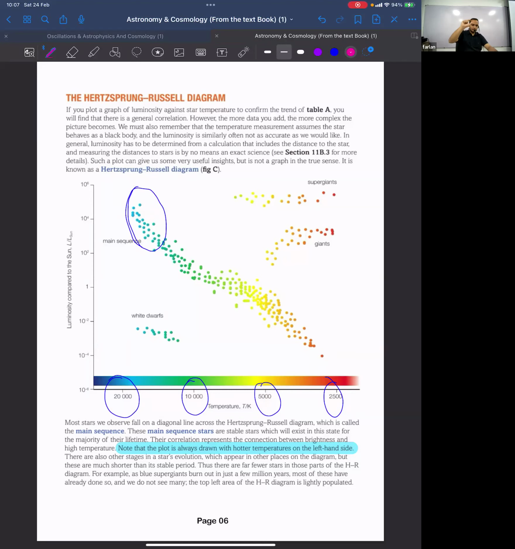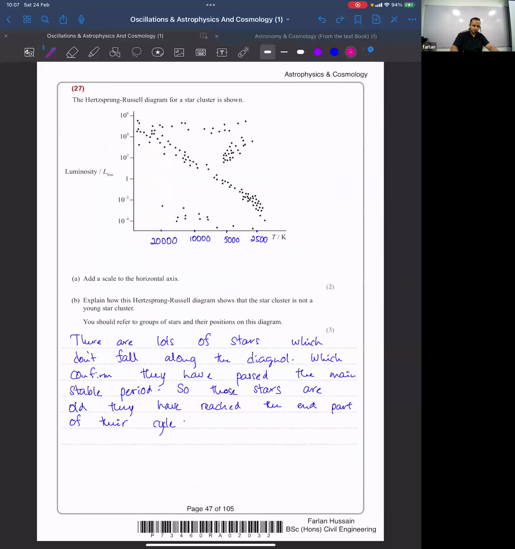There are red giant stars at the right top. These are red giant stars here, these ones. And white dwarf stars at the left bottom. So mention that. Out of the 3 marks, 1 mark is allocated for that. Okay.